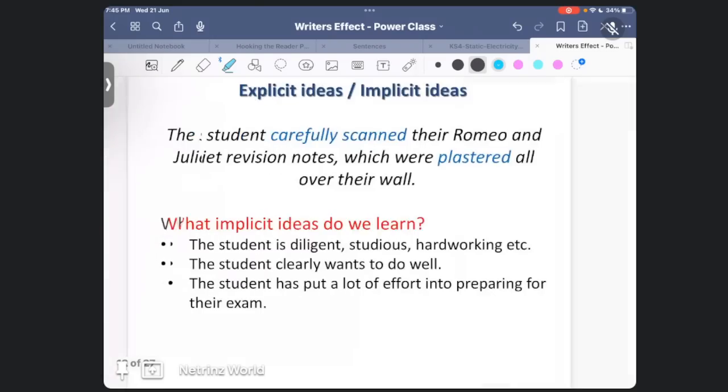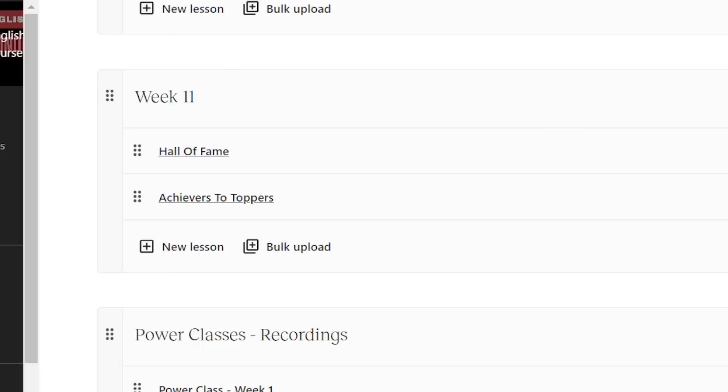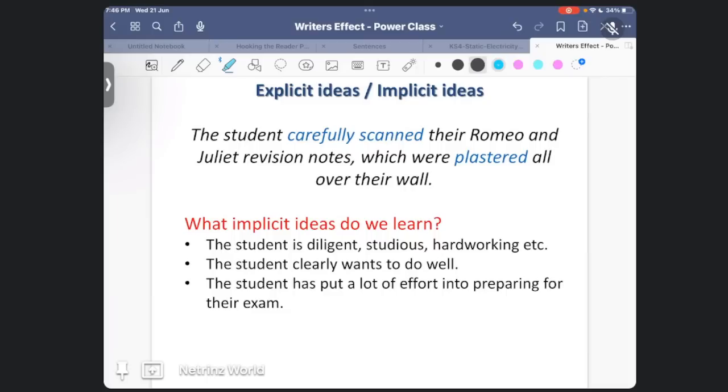Clear? Yes. Okay, so until this part we will stop. I will be sharing explicit and implicit ideas right away for all of you. Please go through that as well, and then we'll stop the class here for today. We'll complete writer's effect this week only. We will be moving on to the next part, that is writing articles, letters, argumentative writing. So more hands-on learning in the power class.